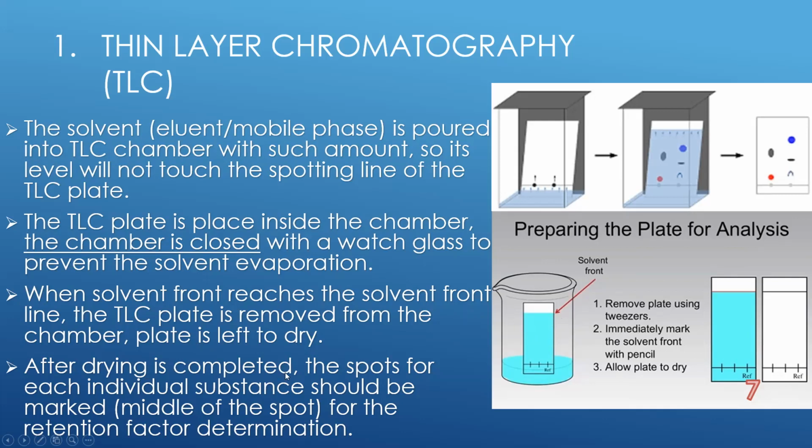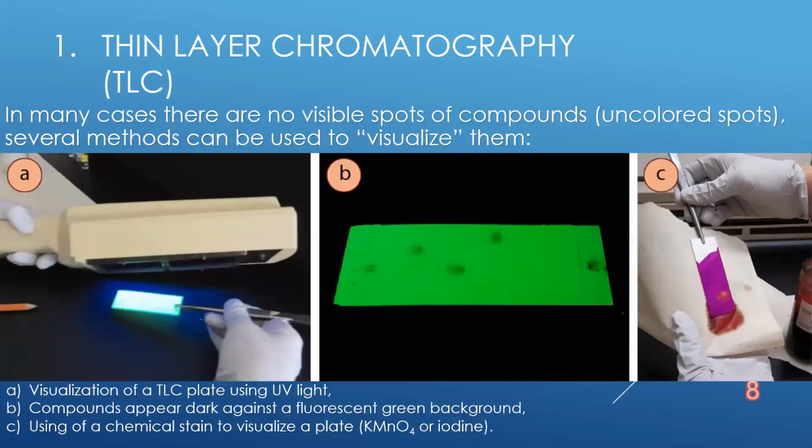After drying is completed, the spots for each individual substance should be marked, usually in the middle of the spot. In some cases, some spots or dots could be hard to mark, but usually it's in the middle of the spot. Later we should examine the retention or retardation factor. In some cases, we will be dealing with invisible substances, but for this work, we will be dealing with colored substances that can be seen clearly on this plate.